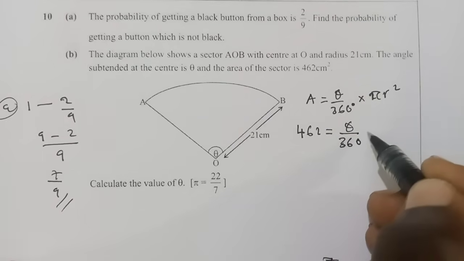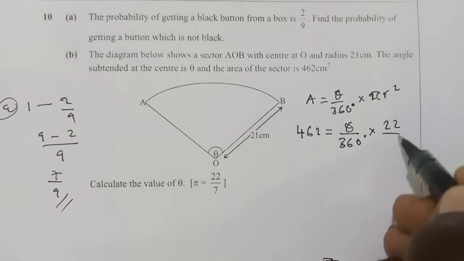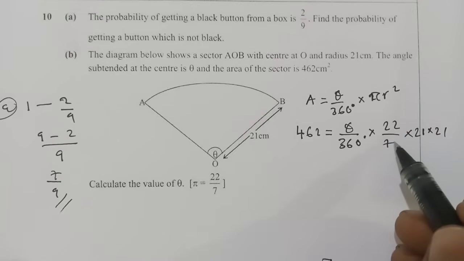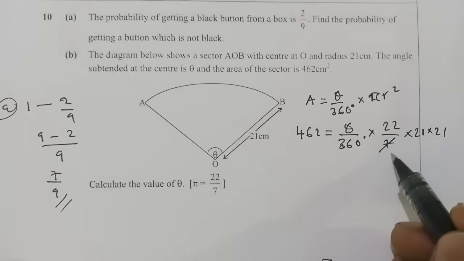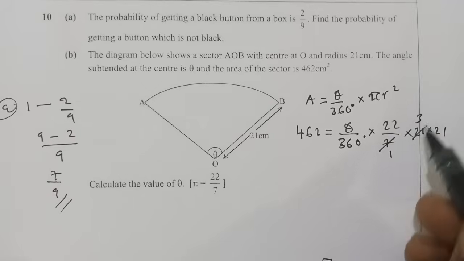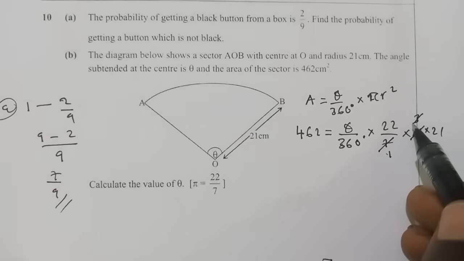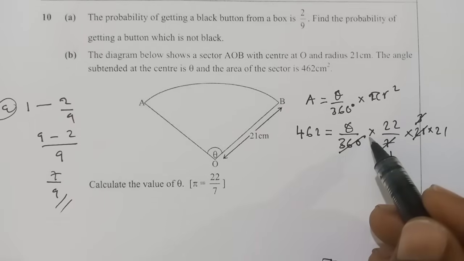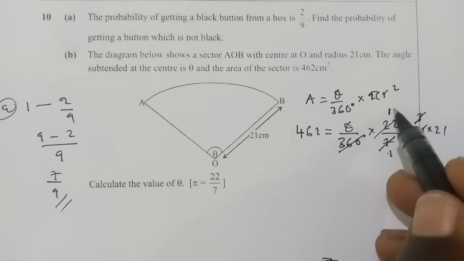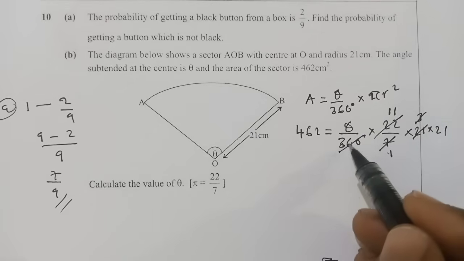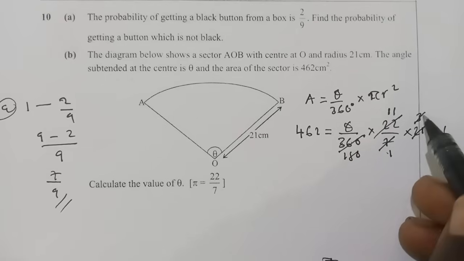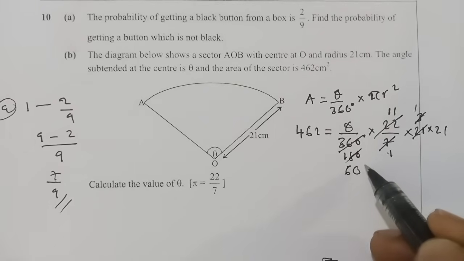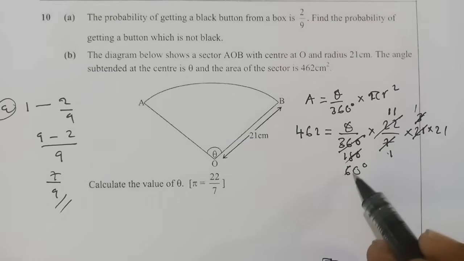Times pi, we know it's 22 over 7, times radius, which is 21. Because we are not using a calculator, we have to be very careful. 7 into 7 is 1, 7 into 21 is 3. 3 into 3 is 1, and 11 times 2 is 22. 2 into 360 is 180. 3 into 3 is 1, and 3 into 180 is 60. So we'll remain with 60 here.